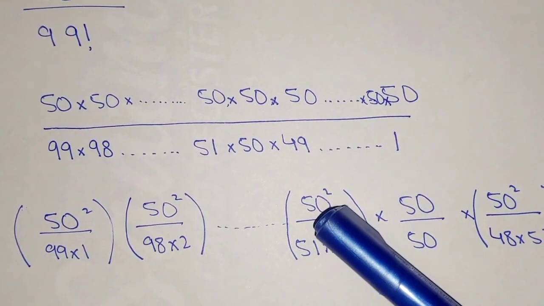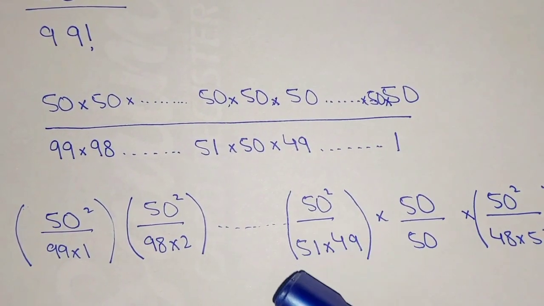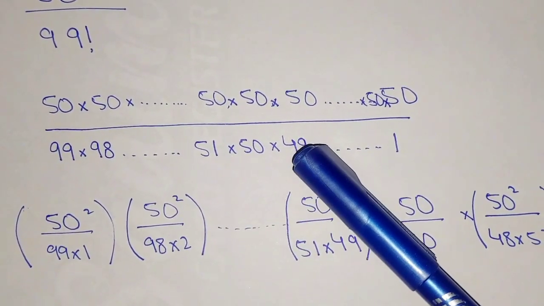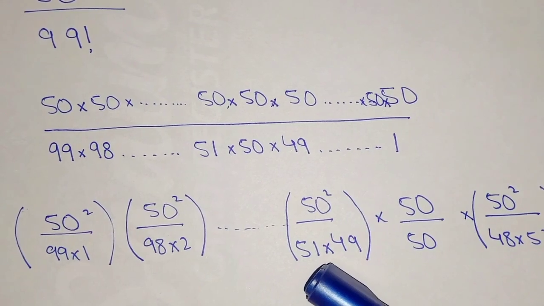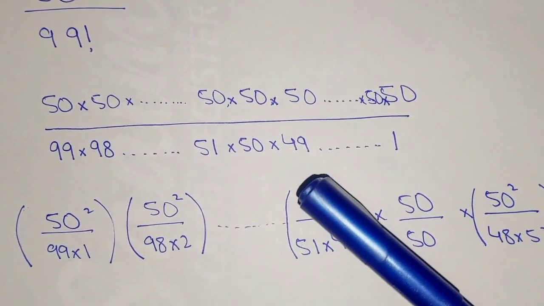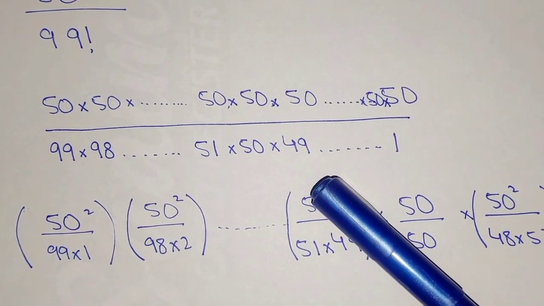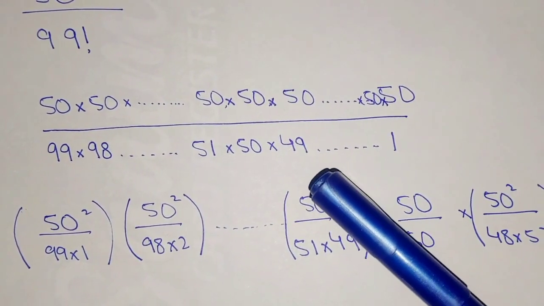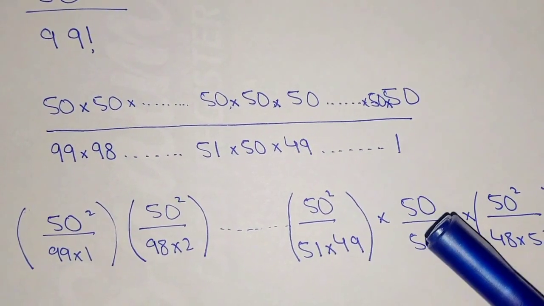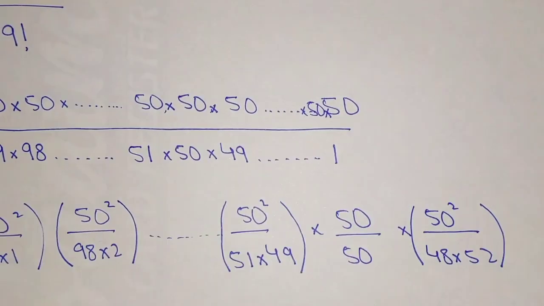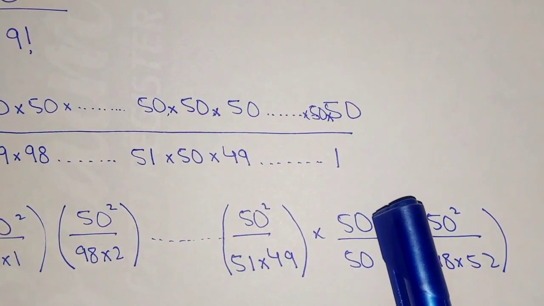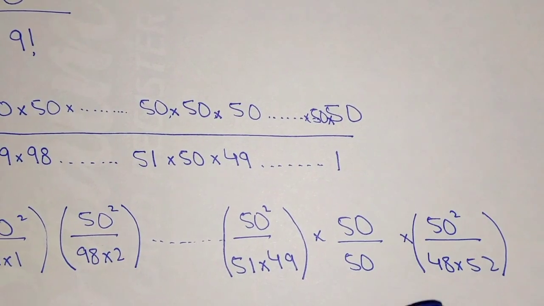For example, here we have 50 squared divided by 51 into 49. This 51 into this 49, the answer will be 2499. And this answer will be 2500. So still this numerator is bigger. So here we have 50 divided by 50, that will be 1. So if you continue this sequence, you will observe that always the numerator is bigger than the denominator.